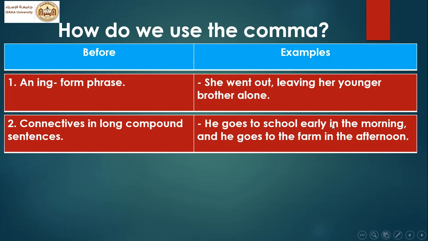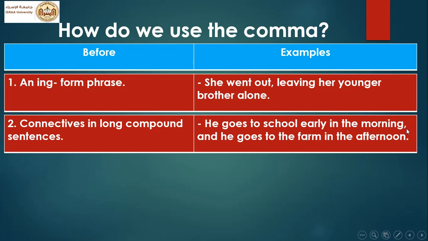He goes to school early in the morning. This is the first simple sentence. We have and to join the 2 sentences. Before and, we place the comma. Do you see? He goes to the farm in the afternoon. This is the second sentence. Okay? So we join them and they become one long compound sentence using and. Before and, we place the comma.